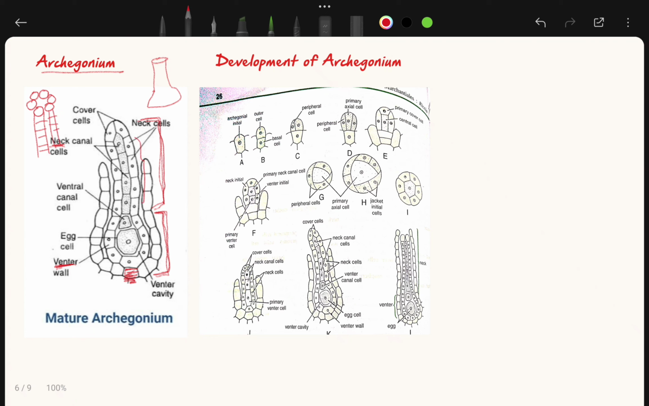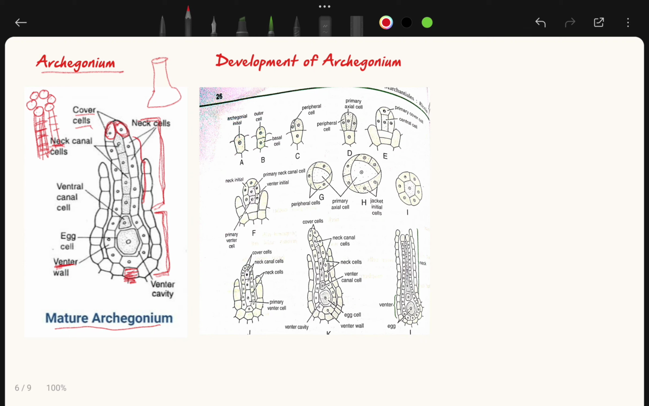Okay, so this region, this is from the side view, and then from the top view it will look like this. It will consist of 6 vertical rows of cells, and each of the rows will consist of 6 to 9 cells. And the tip of the neck is known as cover cells. So these are the cover cells. So there will be 4 cover cells. As we can see from the side view, there are 2 at the front and then 2 at the back. So this is the structure of a mature archegonium.